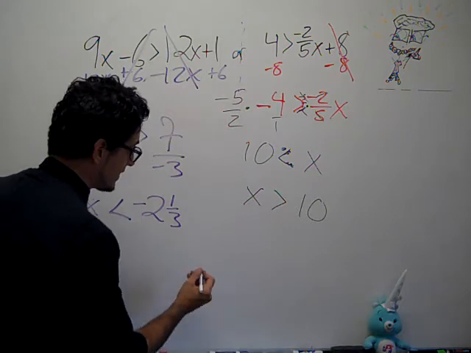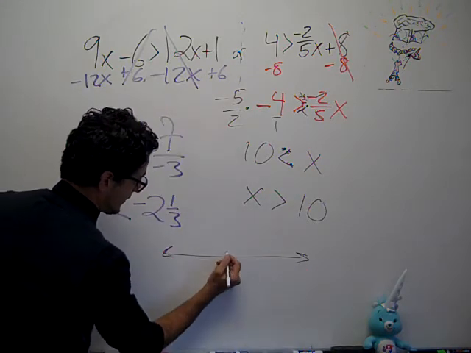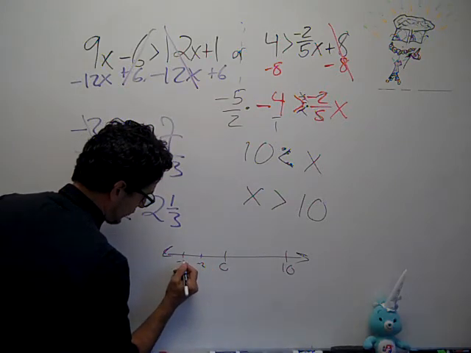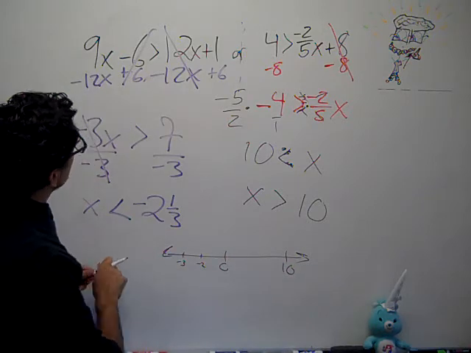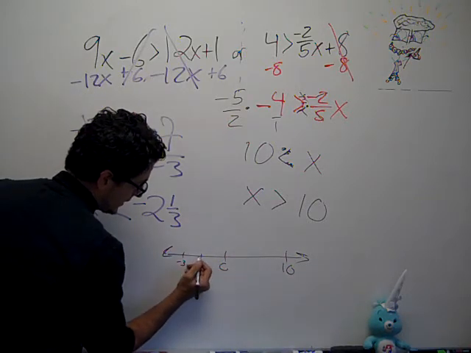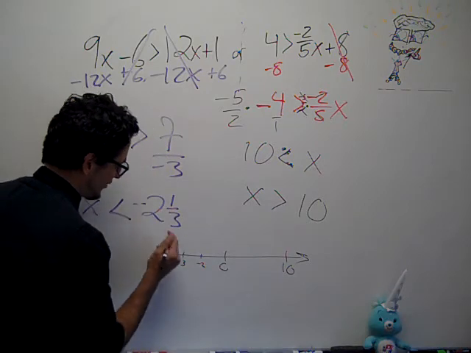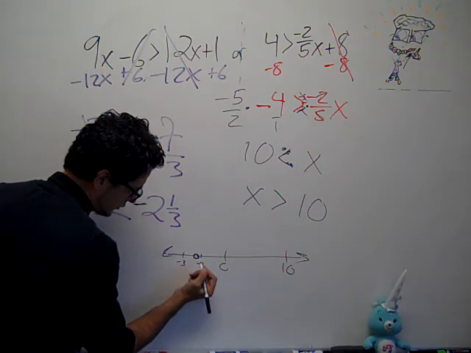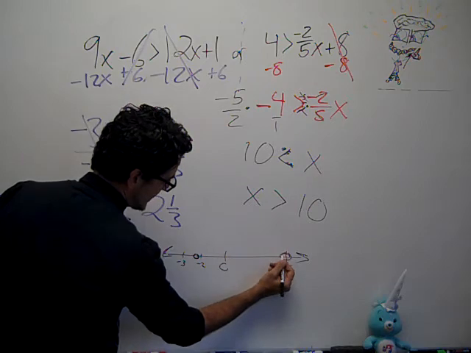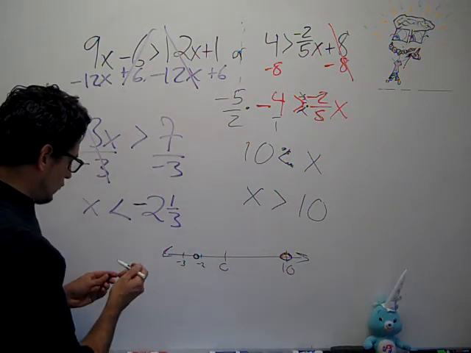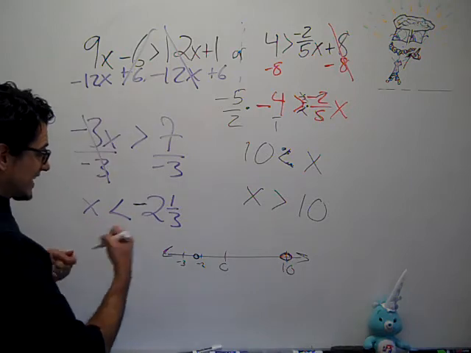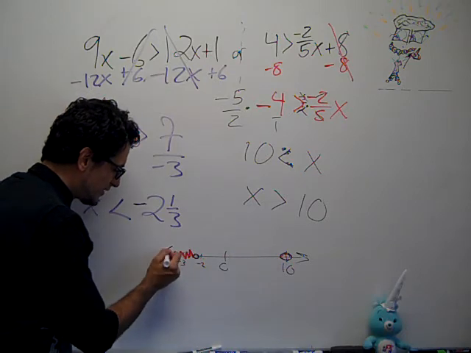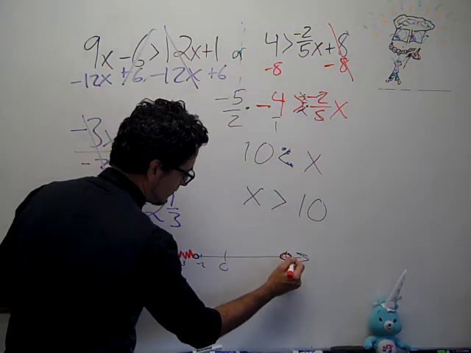Now to graph this, okay? Let's say I have a number line. I've got a 0, I have 10, and let's say back here I have negative 2, and over here I have negative 3. Well, this is negative 2 and 1/3, so I'd go to negative 2 and 1/3, and I'd have an open circle over here, just under half. And over here I have an open circle at 10, okay? Because in one case, x is less than negative 2 and 1/3, blue. And here I have x is greater than 10, blue.